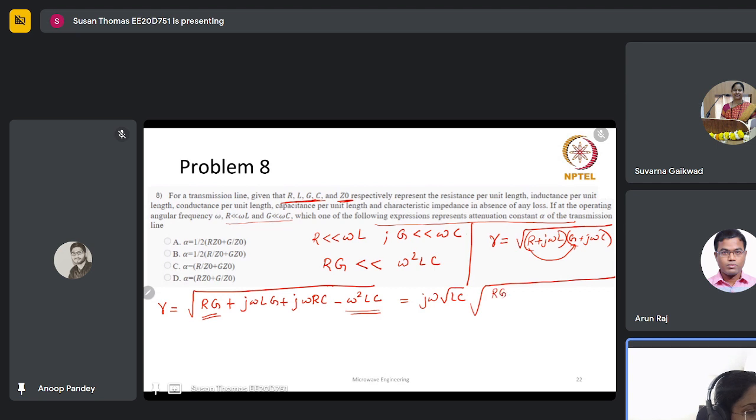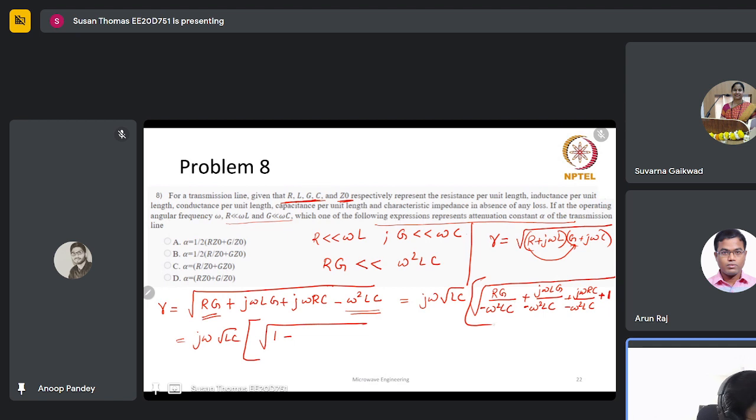So RG by omega square LC plus j omega LG by omega square LC, j omega RC by omega square LC minus 1. Sorry, plus 1, because we took minus omega square LC outside. So here everywhere I have the minus. Okay, now simplifying this, j omega root LC into root of 1 minus.